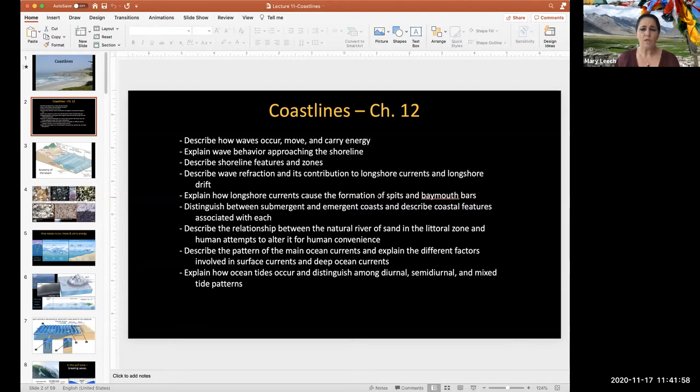Okay, we're going to talk about some features like spits and baymouth bars. This has to do with how the sand is carried south along with that longshore drift.